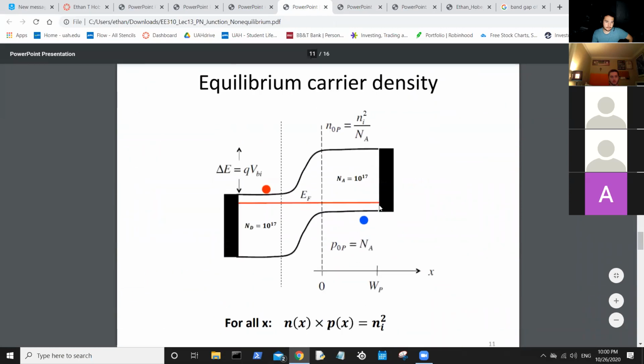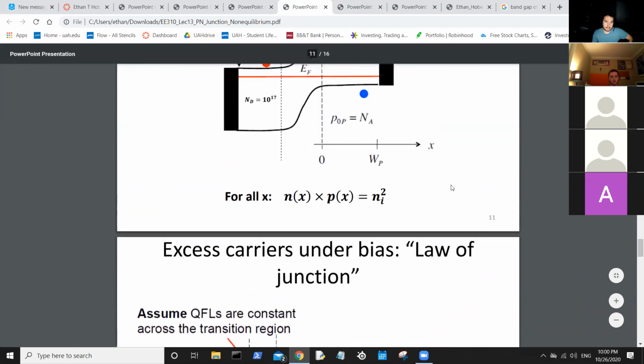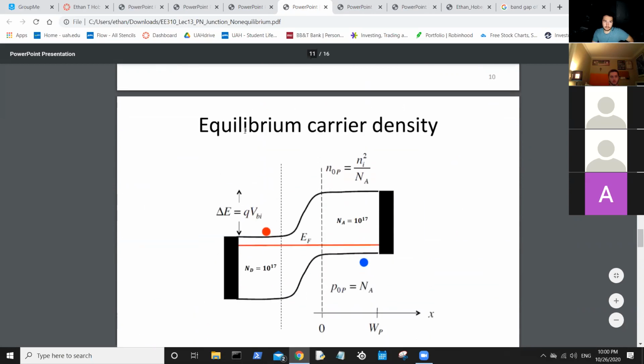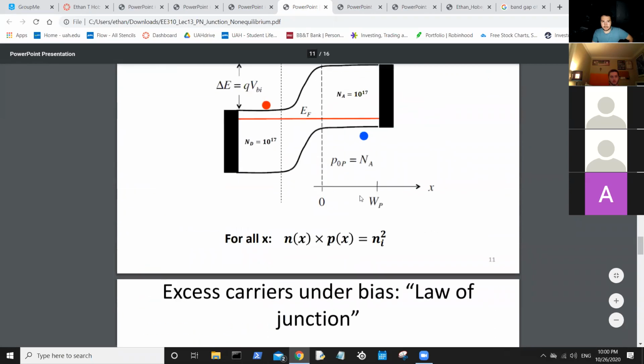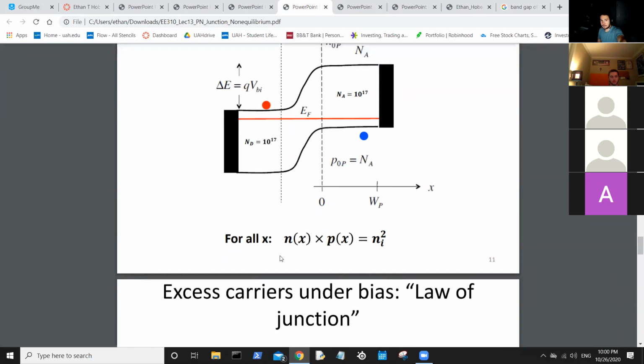All right, so here's what we start with. This is the equilibrium carrier density, the formula we're looking at: n(x) times p(x) is equal to n_i squared at any given point across the PN junction.